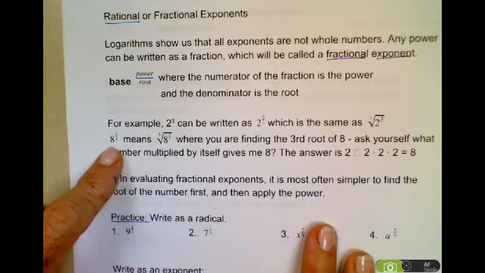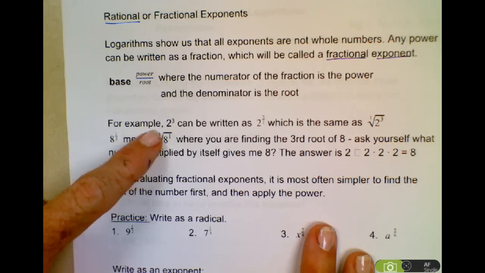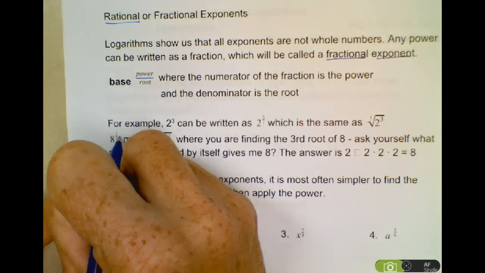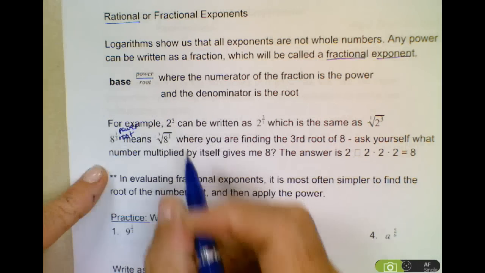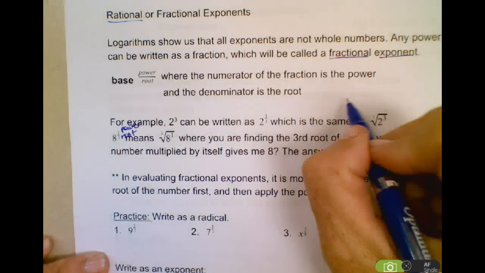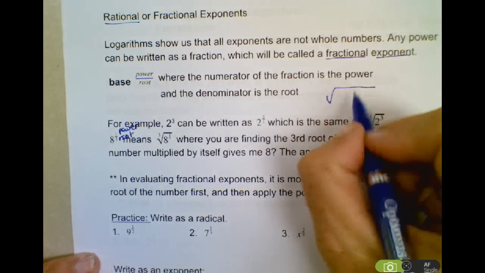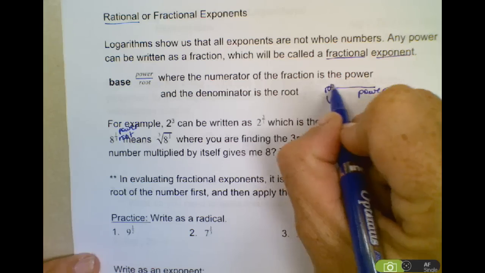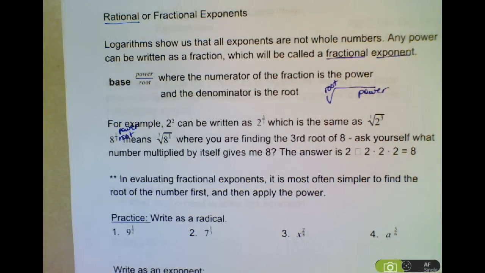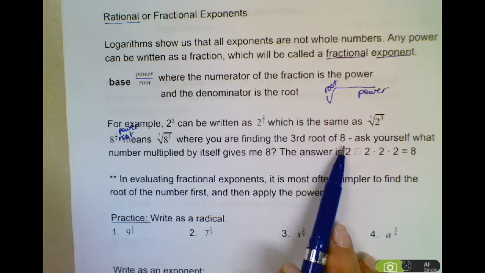Okay? 8 to the 1/3 means the third root, this is our root, this is our power. Power goes within the radical, root goes to the outside of the radical. So that's something you probably should write down. Okay? Power goes in here, root comes out here. Usually when we're doing square roots, you don't ever have the 2 written in there, it's just understood that it's a 2. Where you are finding the third root of 8.